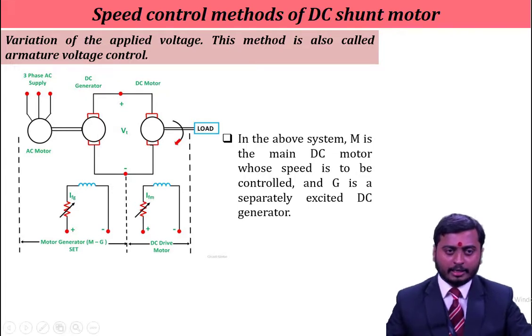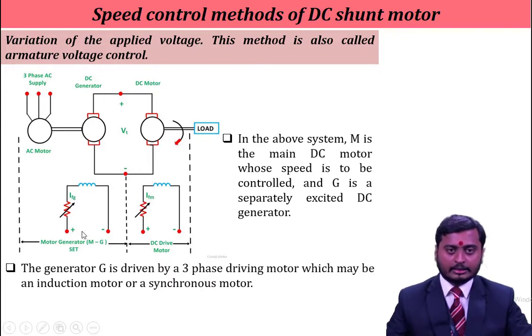Here in case of the generator, you will observe that 3-phase AC supply is given as an input. So whatever output is generated is electrical energy. Now that same electrical power is given to a DC motor. Here we can control the magnitude of the output voltage obtained from a DC generator by controlling this 3-phase AC supply.